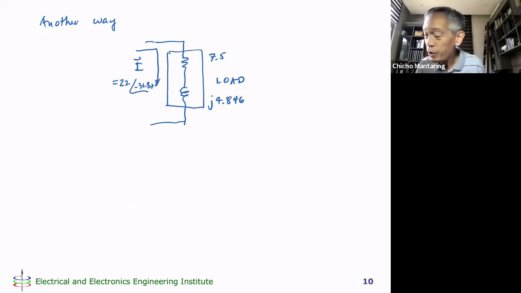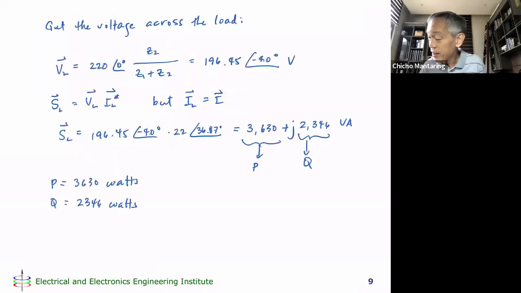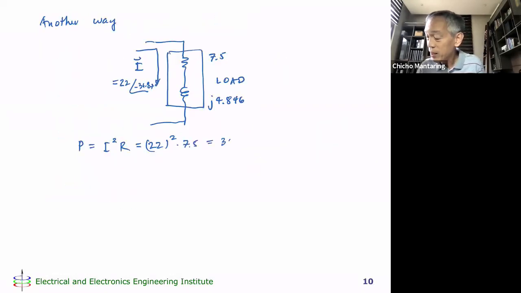Still no idea how to get P and Q using this information? Sir, the I squared R. That's right. The P delivered to my load is the RMS value of my current, which is 22. Let me just say I. Whenever I say I without an arrow, you know it's not a phasor, and you know it's an RMS value. So this is I squared R. So this is 22 squared multiplied by 7.5, and that will give you exactly this, 3630 watts.